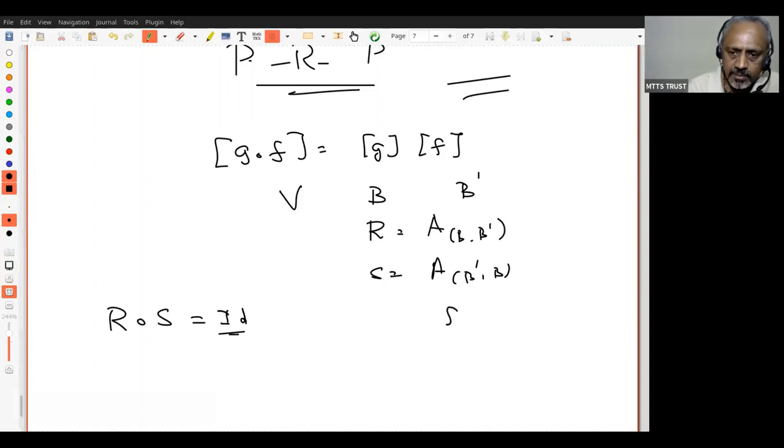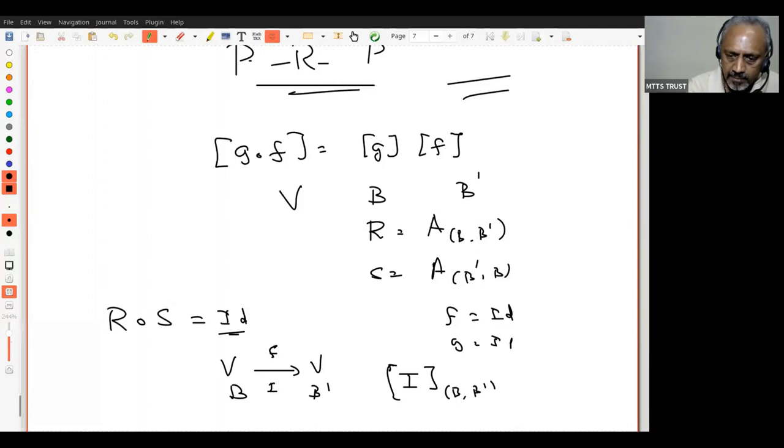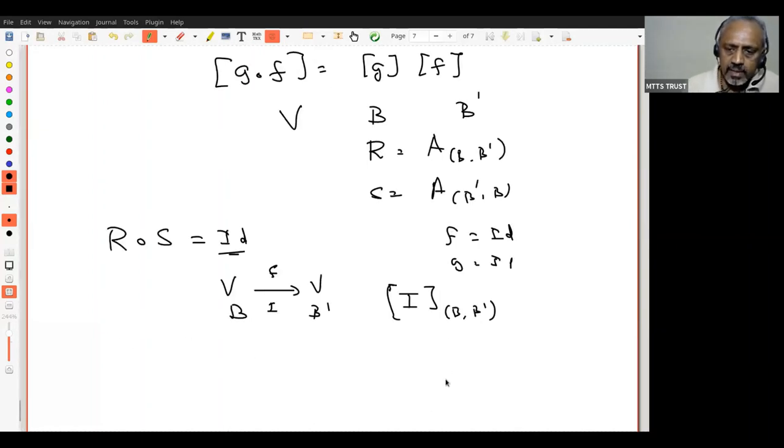So what is my F? F is identity. G is also identity. So what am I going to go through? I'm going from B to V. Here I have B, and here we have B dash. This is my F, so this is identity with B, B dash. That is your R, right? And this we have seen, this is nothing other than the transition matrix from B dash to B.